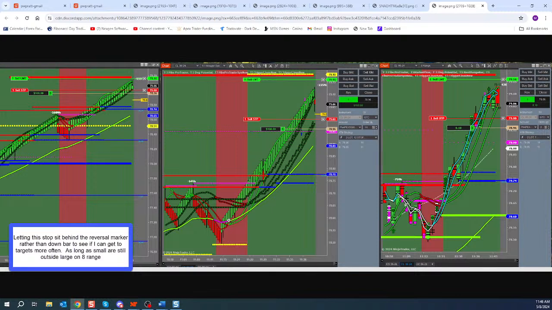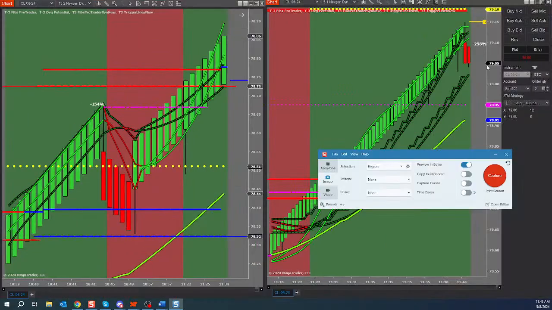And then, Paul, your momentum trade is on its way up. You're counting on that momentum taking you to the next level. As long as the smalls are still outside, you're going to give it a little bit of room. You'll force it to take you out, Paul. I love it.